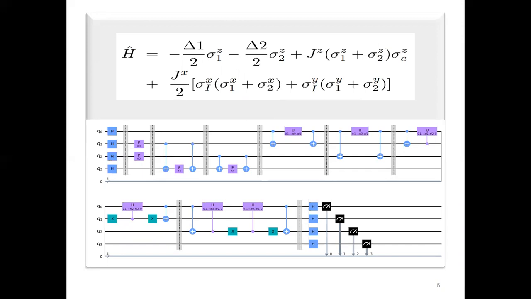It represents the first output qubit and the second output qubit, and the subscript C represents the control qubit, and subscript I represents the input qubit, right? So you can see also in the circuit the coupling between the control qubit and the first output qubit and the second output qubit, then the coupling between the input qubit and the first output qubit and the second output qubit. So this is the Hamiltonian that we are interested in here.